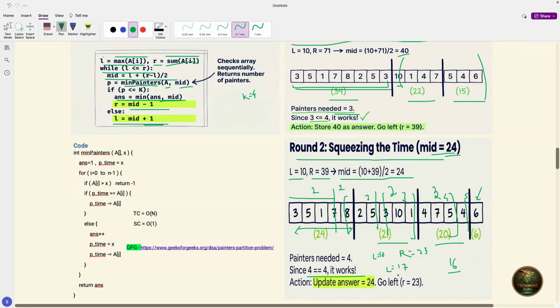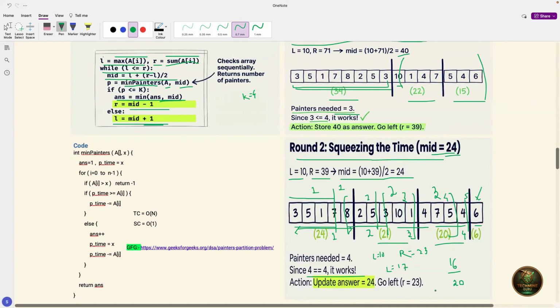Again, when we do 17 plus 23 by 2, which will give our mid as 20. So if we see with the mid as 20, this much time will be taken for the first painter. From here to here, our second painter will take time. And if you see, our third painter will need this much time. And our fourth painter will paint this much only, because 6 cannot be accommodated, because if we include the 6, it will become 22. And our last painter will be this. Again, it will come 5.